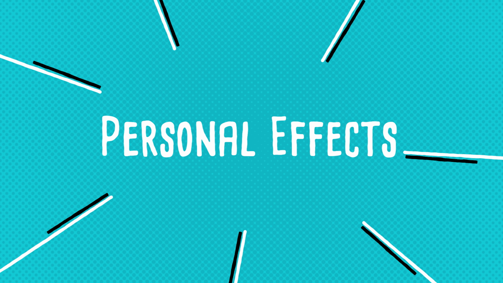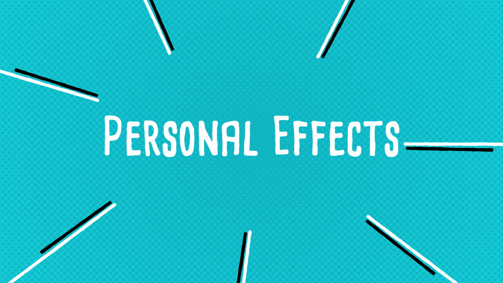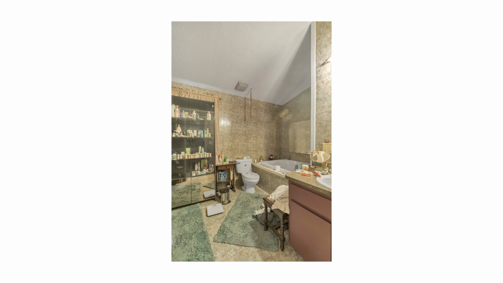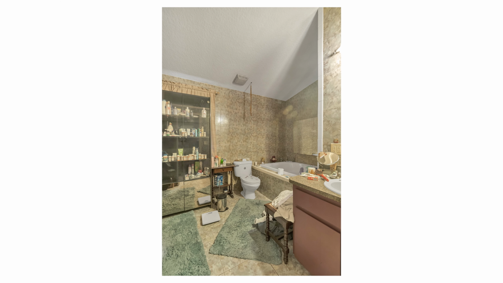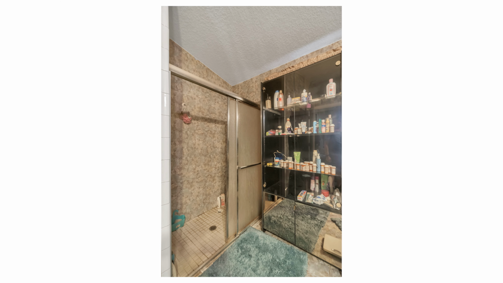The first thing that we want to start off with is personal effects. So what are personal effects? Well, if you go into a bathroom, it can be anything from toothbrushes, toothpaste, hair cleaner, alcohol wipes, you name it. Any of the things that you really wouldn't want somebody to see as a potential buyer, those need to be removed before you start filming.